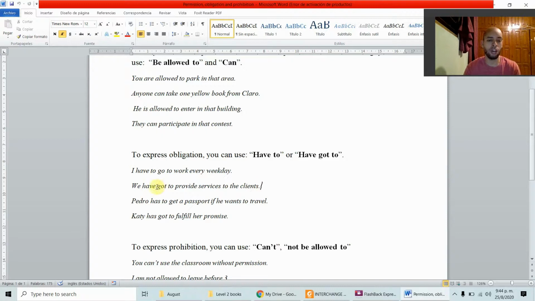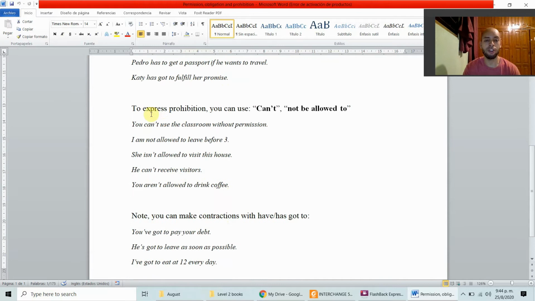We have got to. Take a look at this. Have got to. The meaning is very similar. Have to and have got to. But this is more serious, more formal. Have got to. Pedro has to get a passport if he wants to travel. Kathy has got to fulfill her promise. Again, obligations. Things that people have to do.